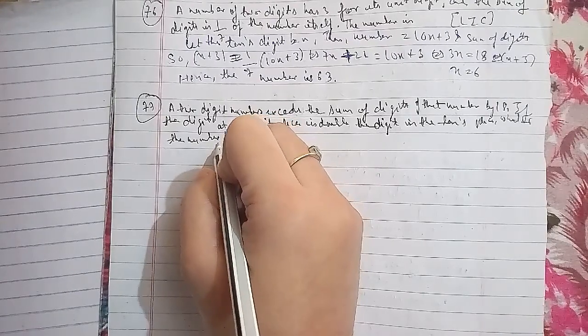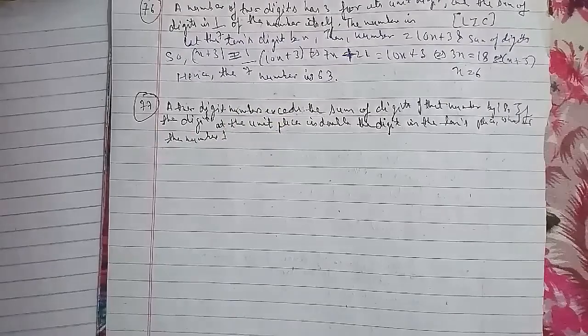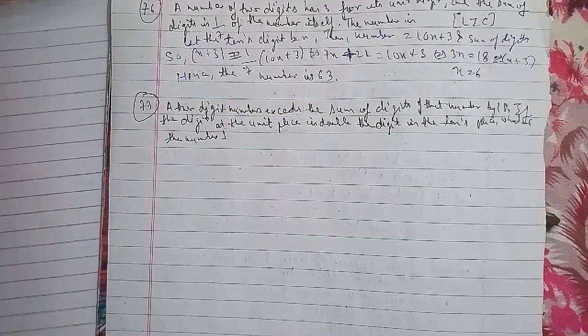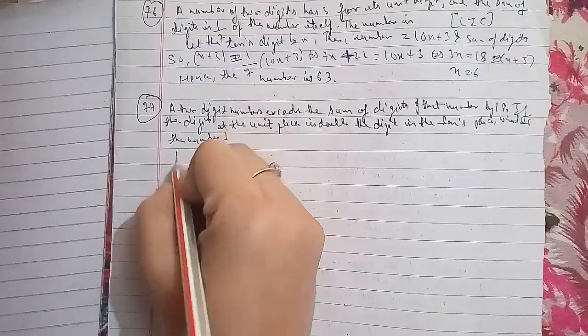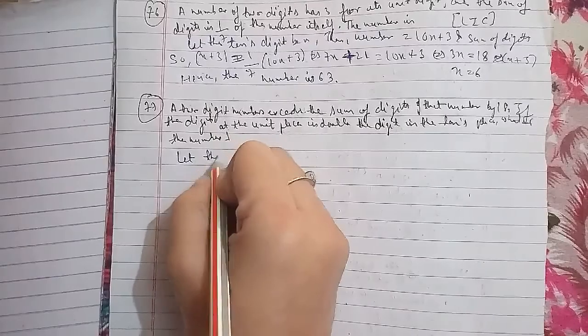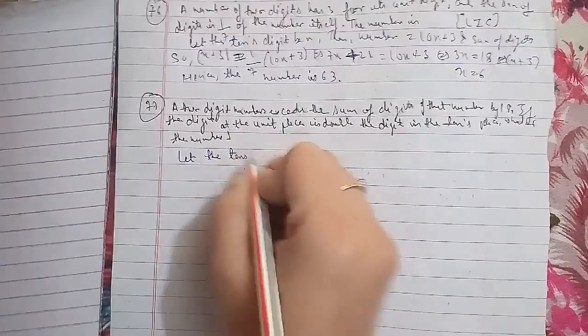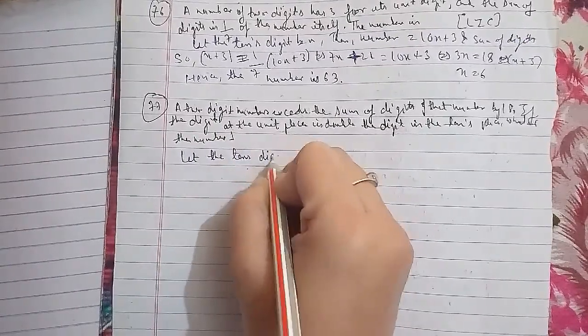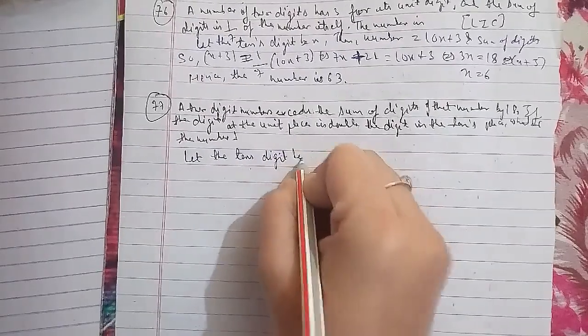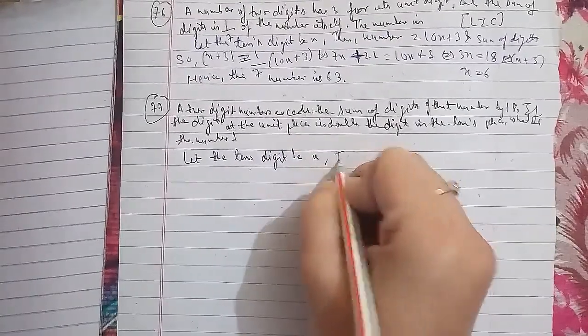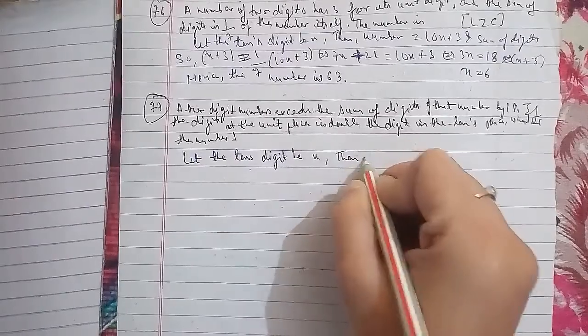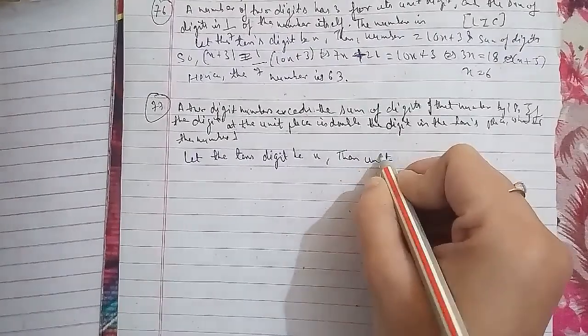Let the tens digit be x, then units digit equals 2x, number equals 10x plus 2x, which is equal to 12x.